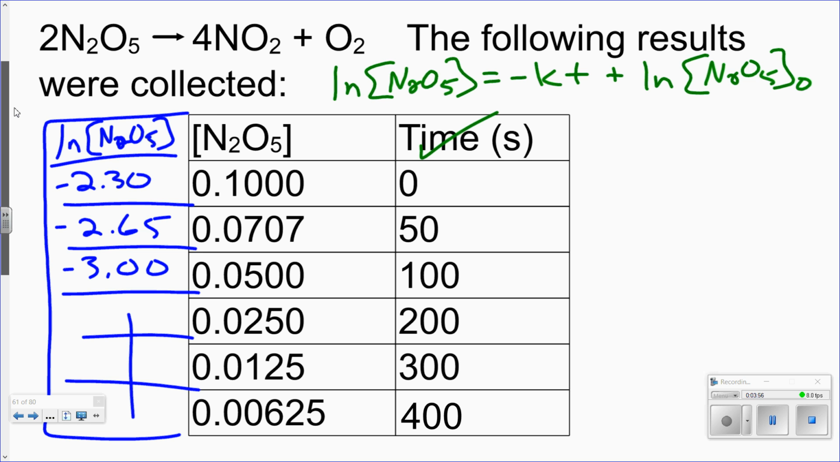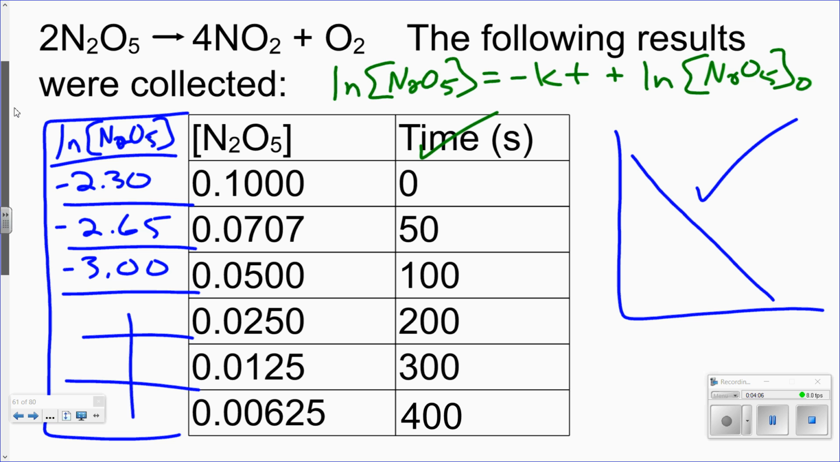Then you're going to go to your calculators, which you'll be able to do this on at least the free response section. If you graph this and it comes out to be a line, we have verified that this is a first order integrated rate law. If it comes out bowed, it is not first order. It must be second order or zero order.